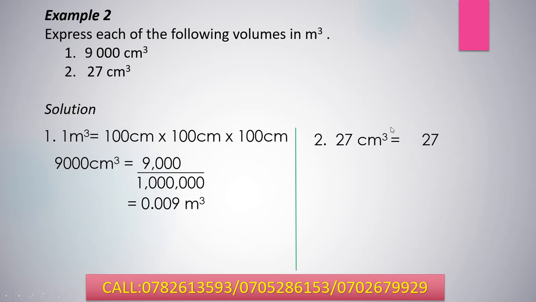Okay, how about 27? Of course, this now simply shows that you divide the value by 1 million, and we shall get 0.00027 meters cubed.